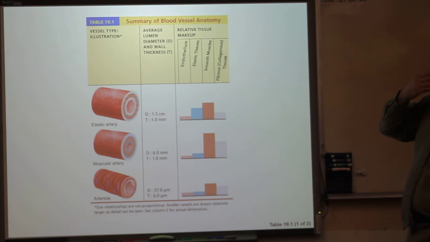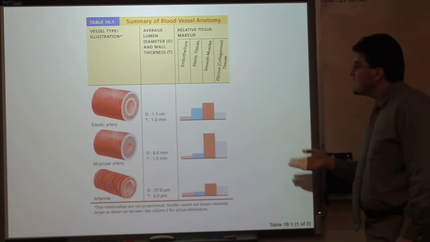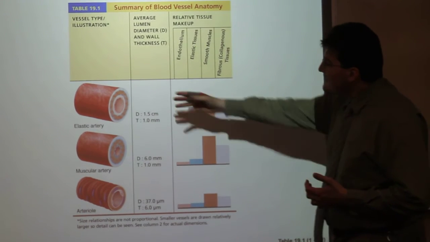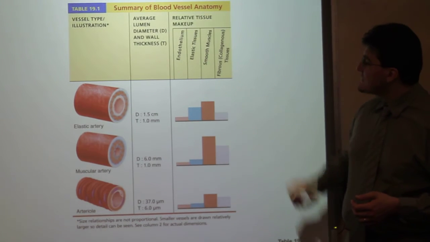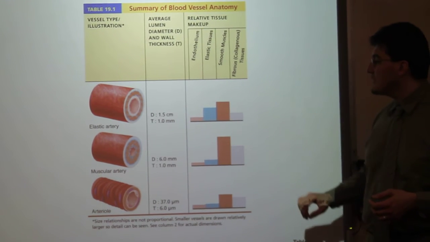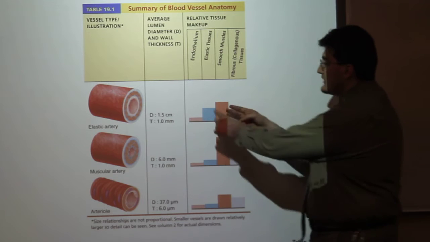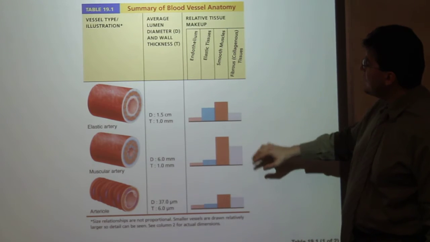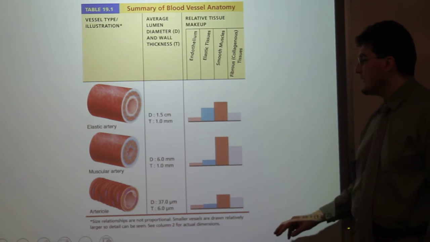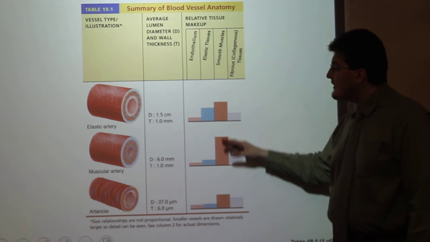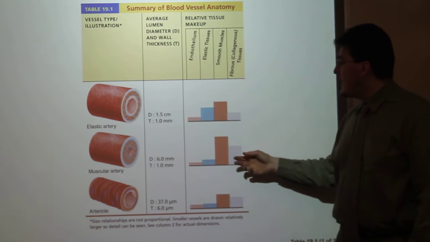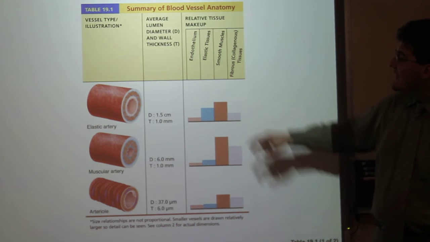Now, this is a summary of the makeup of certain blood vessels. Elastic arteries have more elastic tissue and less smooth muscle than muscular arteries by comparison. You can see that the ratio shifts significantly. They also have less fibrous tissue than muscular arteries. So that makes muscular arteries thicker and stiffer than our elastic arteries.